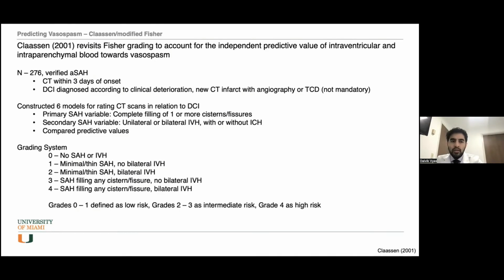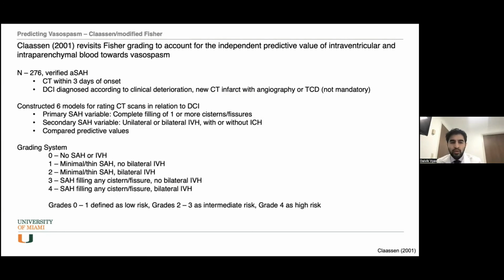And they used logistic regression to ultimately construct 6 models for rating the CT scans in relation to the severity of delayed cerebral ischemia. The primary variable at the time was that they wanted to find if there was complete filling of one or more cisterns or fissures with subarachnoid hemorrhage. And the secondary variable was whether they had unilateral or bilateral IVH with or without ICH. And they compared the predictive values of all 6 models.